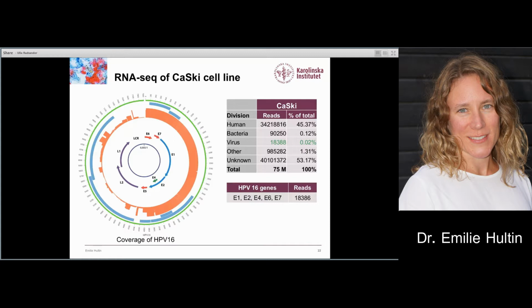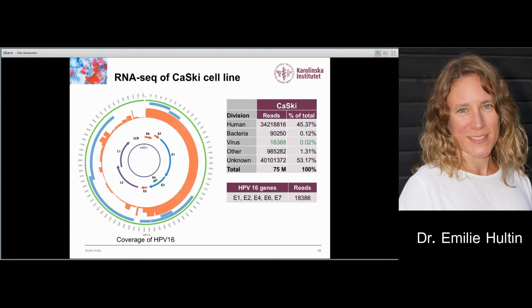And this is also visualized to the left here, where we have a coverage plot over the whole HPV-16 genome from this RNA sequencing. So in the middle, we see the circle which represents the HPV-16 genome, where all the genes are located. And then the orange bars around it represent the number of reads in each position in the genome. And you can see that the orange bars are really high to the right and quite low to the left.